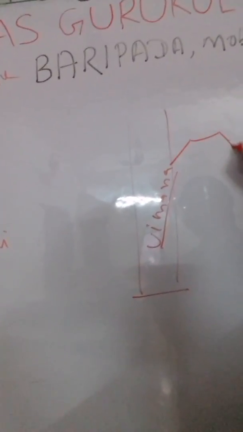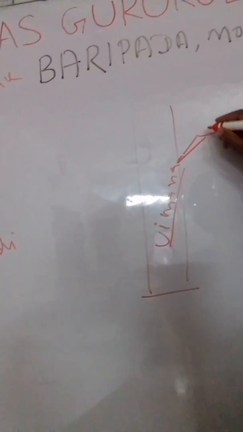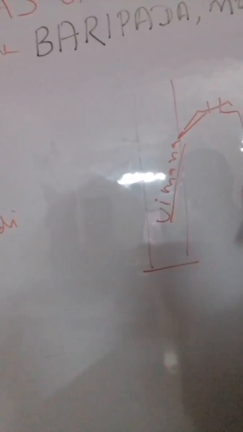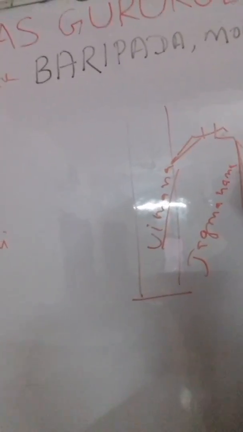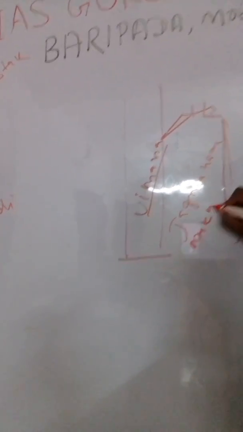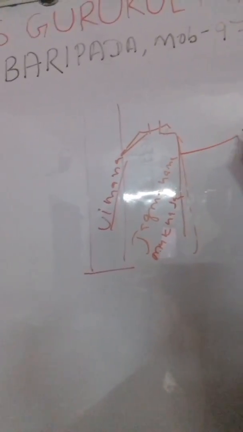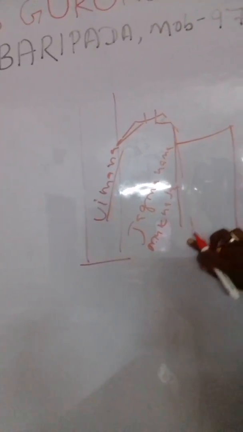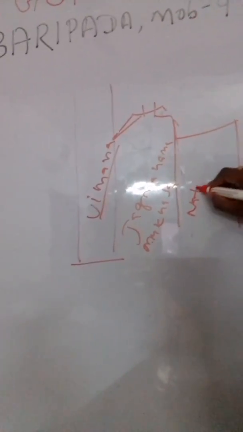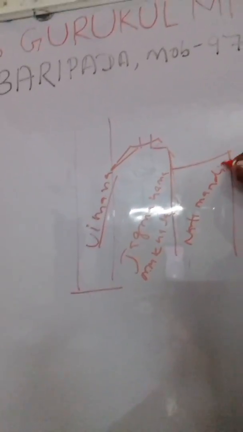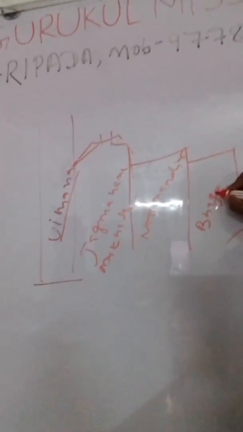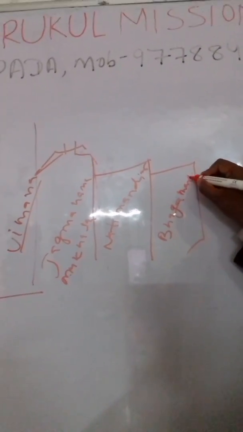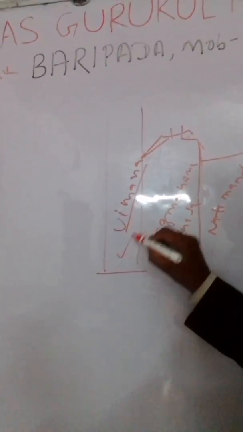Then there is one small temple, the Jagamohana. The second temple is the Jagamohana, which is often also known as Mukhosala. The name of the next temple is Natamandira, and the last temple is Bhoga Mandapa.